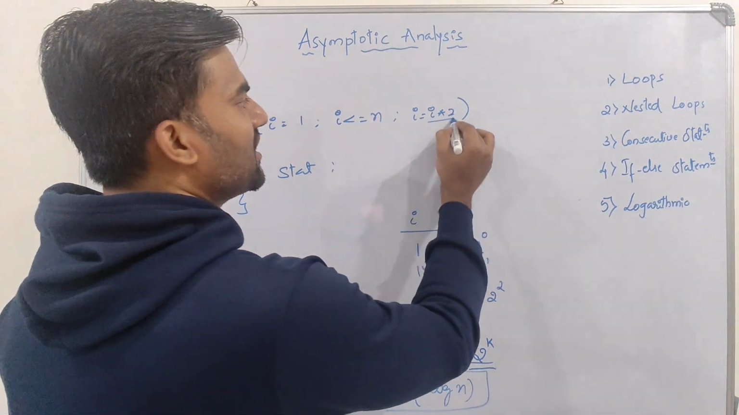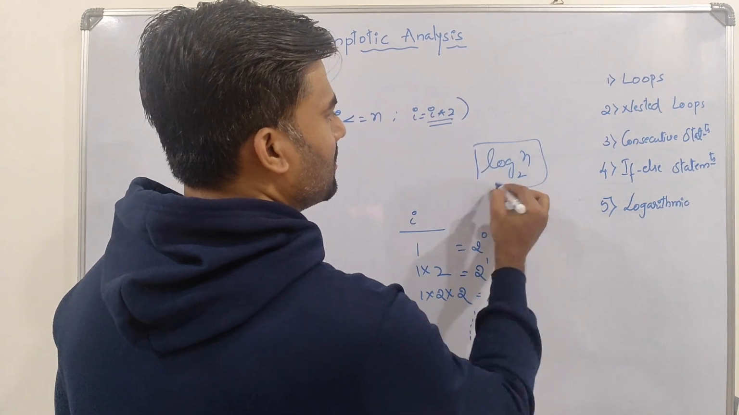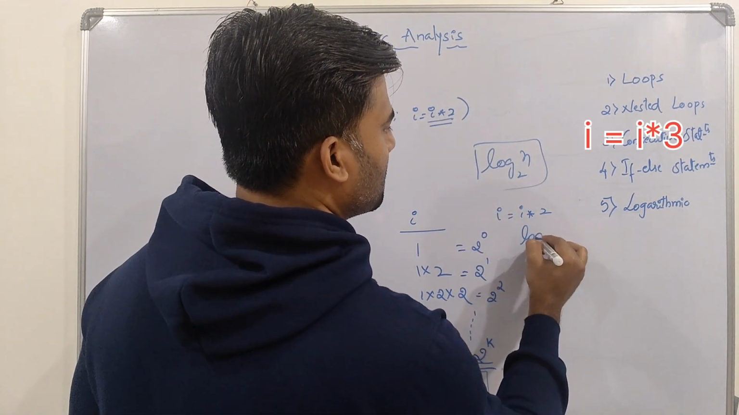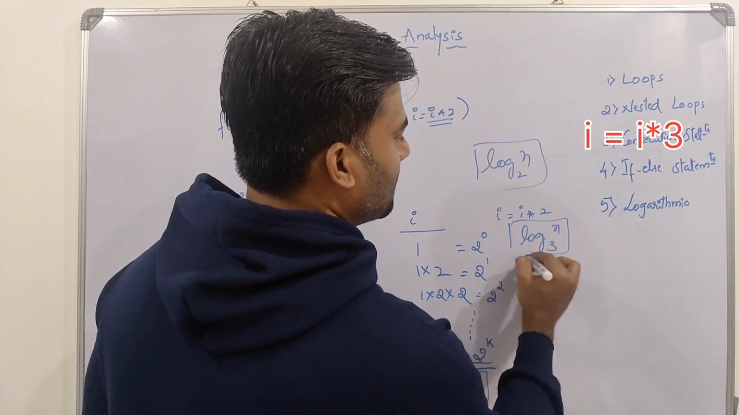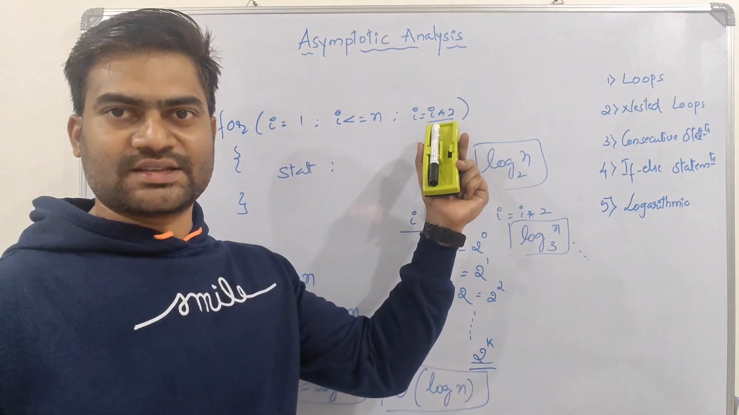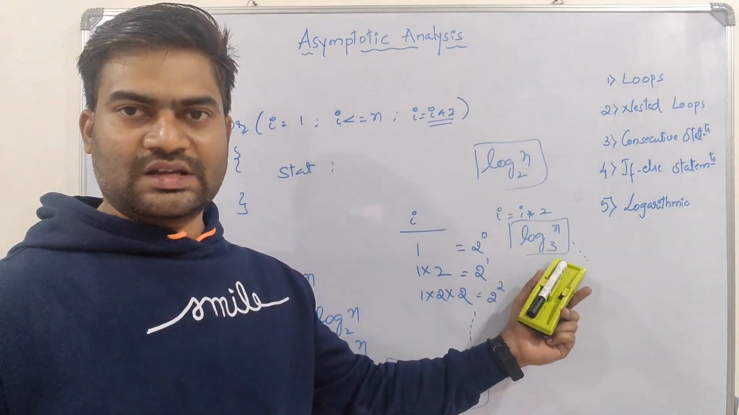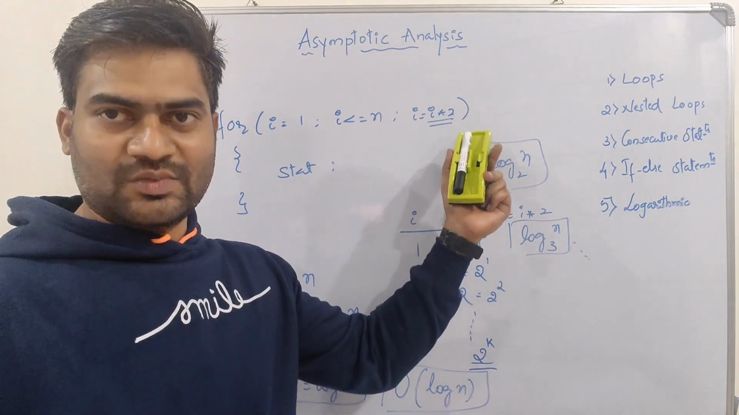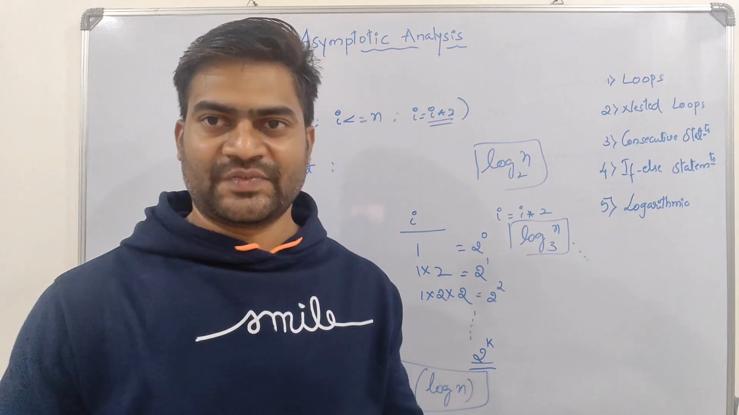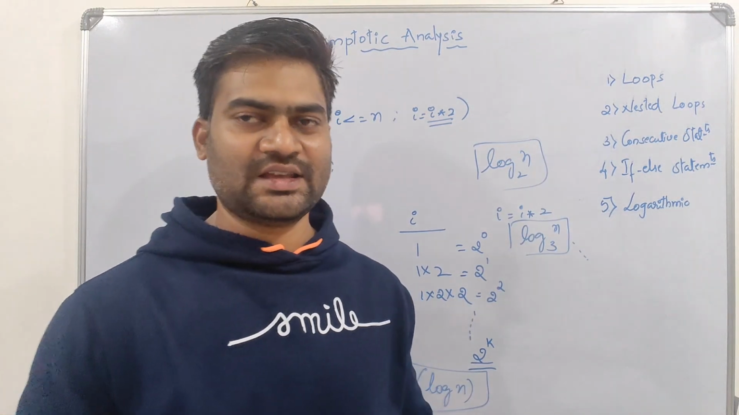If it gets multiplied by 2, it is of order log n to the base 2. If it gets multiplied by 3, it is of order log n to the base 3. Likewise, it continues: for whatever value i gets multiplied by, the base of this logarithm is that particular multiplier. That's how we normally analyze the time complexity for different loops and different if-else statements.